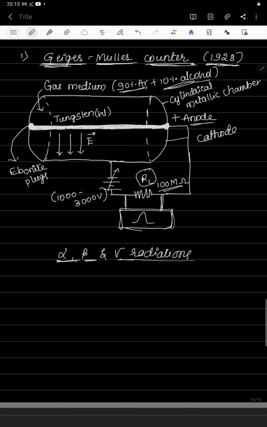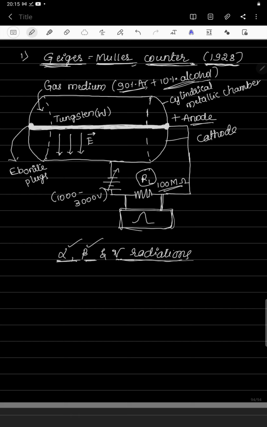The Geiger-Muller counter is a nuclear detector which is used to detect alpha particles, beta particles and gamma radiations. With the help of this counter we can detect all these nuclear radiations and the particles coming from the different radioactive isotopes. In the year 1928, Geiger and Muller designed this counter to detect all these particles and radiations.